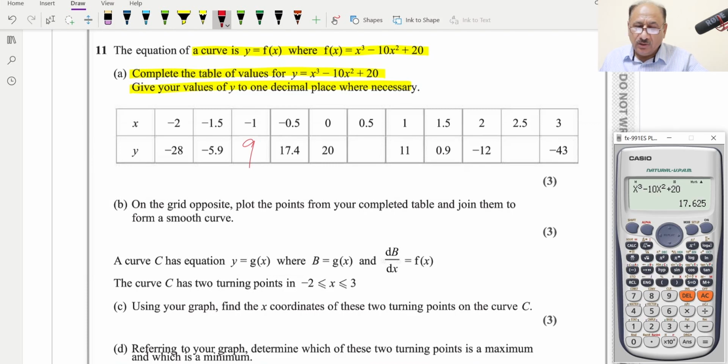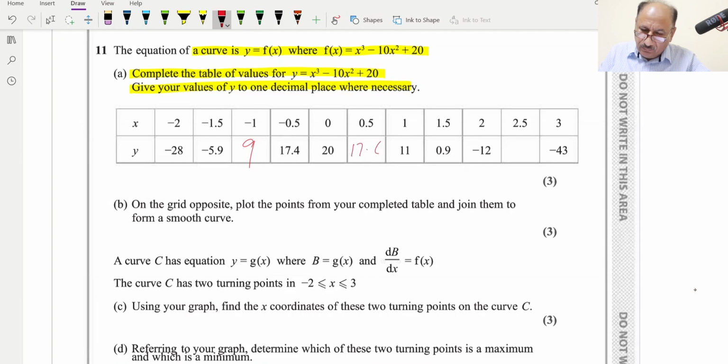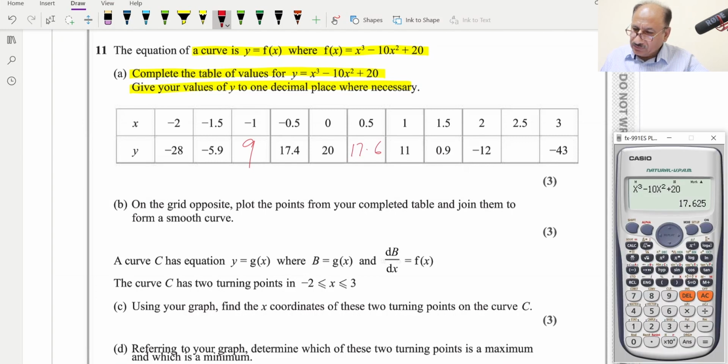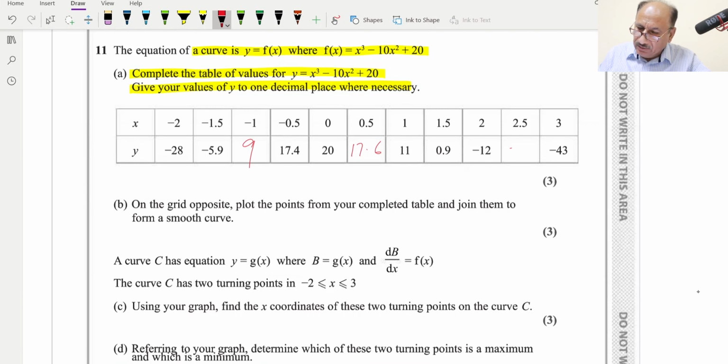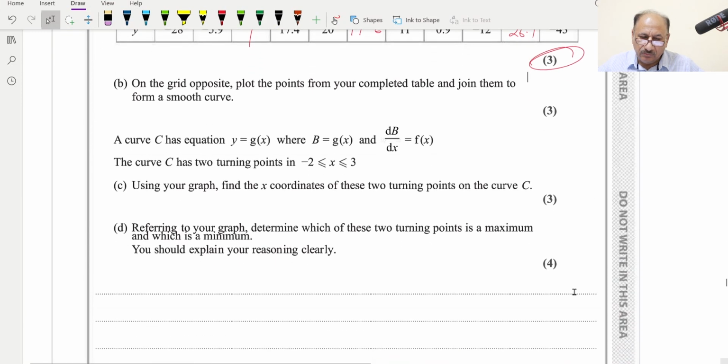This is equal to 17.6. So this will be 17.6, and next we calculate for 2.5, which is equal to minus 26.9. This is 3 marks, a very easy calculation which we have done.